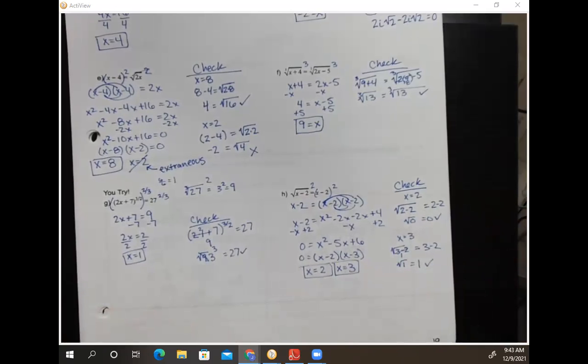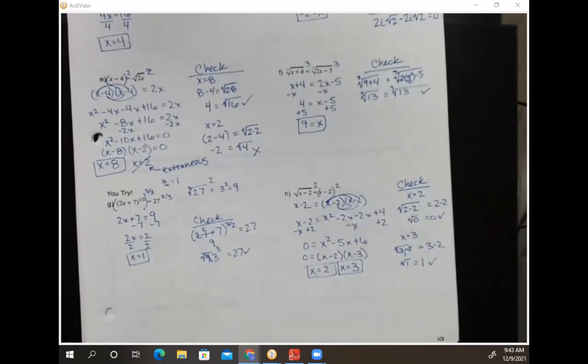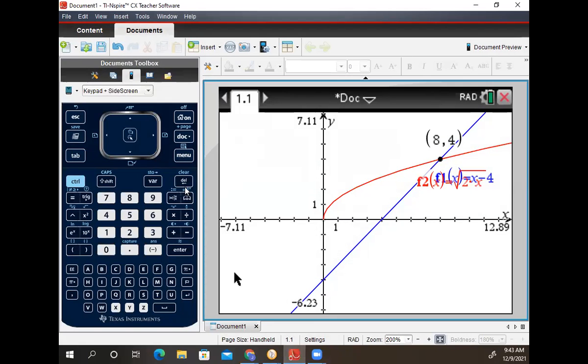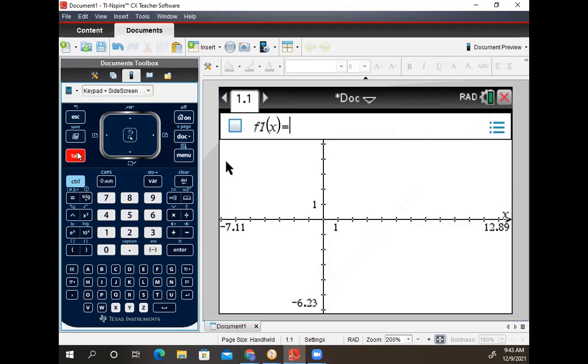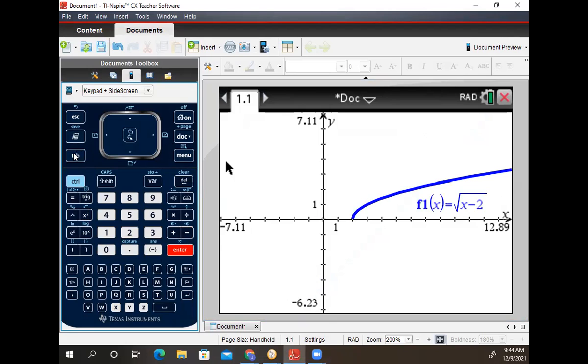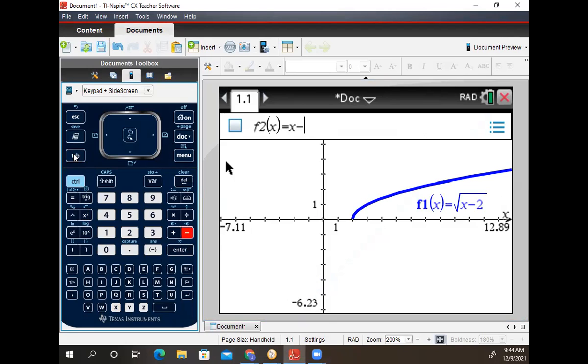I want to take a look at the solutions on the graph for H. Okay, we had 2 actual solutions on this one. The last time we had 2 solutions, we got one that was extraneous. So I want to show you what it looks like when we have 2 solutions on a graph and nothing extraneous. I'm going to pull my calculator back up here. And let me get rid of this. And graph H. So for H, we had the square root of x minus 2. And then the other side was just x minus 2.